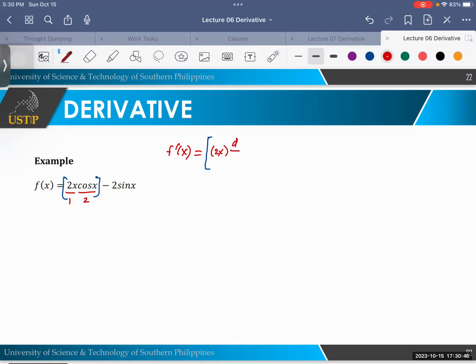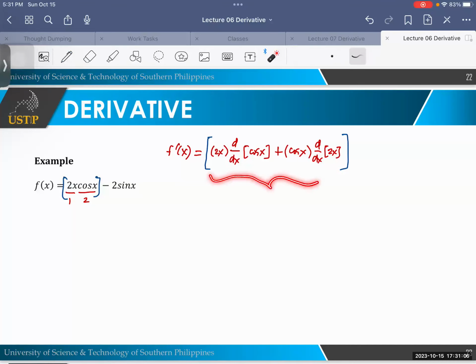And then differentiate the second. So, differentiate cosine x. Plus, copy now the cosine x. Differentiate now the 2x. Okay. So, this is the derivative of this. That's all. Maybe you'll miss the second, so now the minus. Because it's minus, minus the 2, put it aside, 2, multiplied by the derivative of sine x.